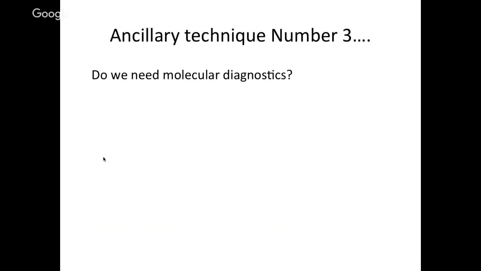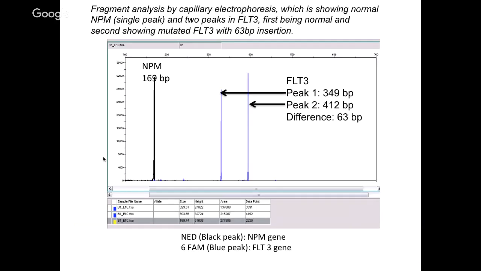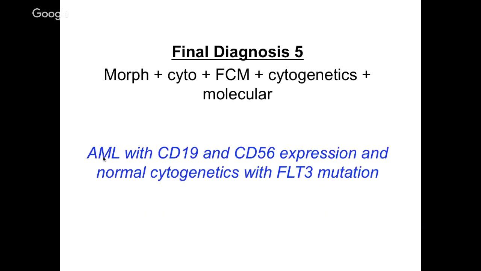Now what do you do next? Now we do the molecular, the third technique. The common markers are FLT3, NPM mutations, and CEBPA. And in this case, the same case which I showed you earlier, we have a mutant FLT3. So the final diagnosis here is AML with CD19 and CD56 expression and normal cytogenetics with FLT3 mutation. Now, AML with FLT3 mutations has a very poor prognosis. The survival is bad. The NPM mutations, on the other hand, have a better prognosis. So there comes the role of all these markers to help do risk stratification.